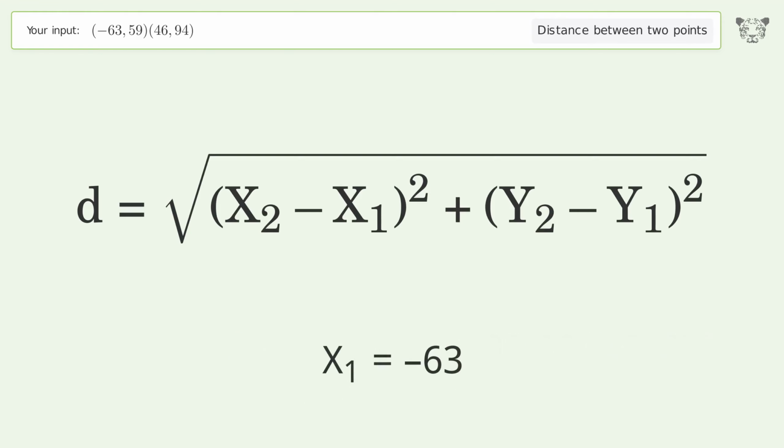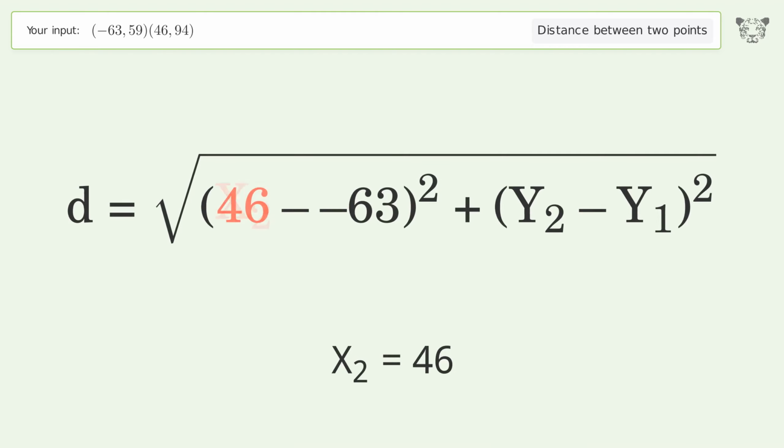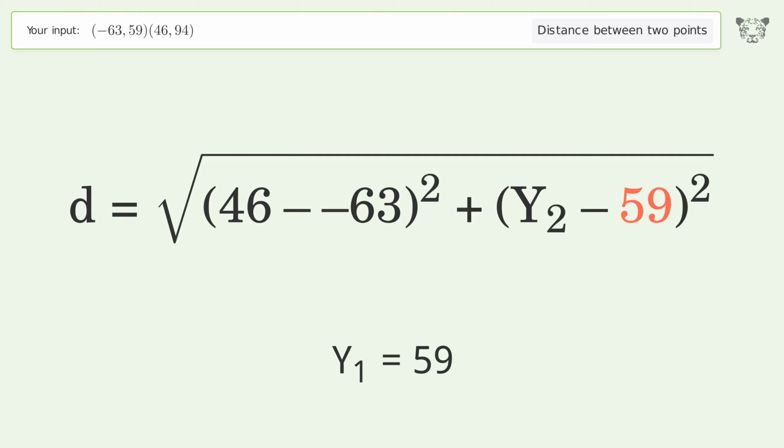x1 equals -63. x2 equals 46. y1 equals 59. y2 equals 94.